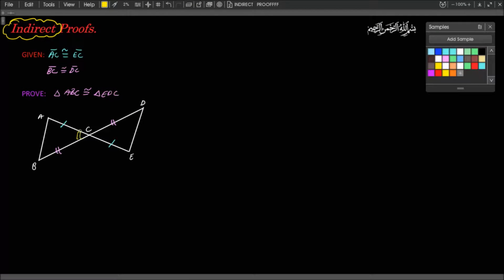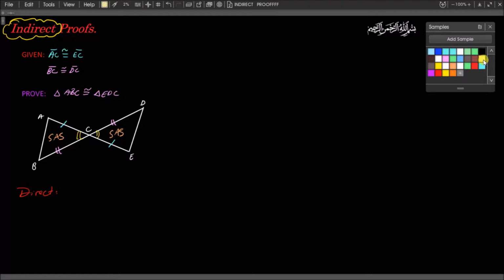Well, these two angles are vertical angles, and I know that vertical angles are congruent. Then I can say, oh, look, I have side angle side, side angle side, and voila, we have the two triangles congruent. So this would be an example of a direct proof.